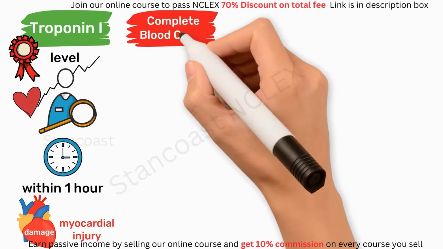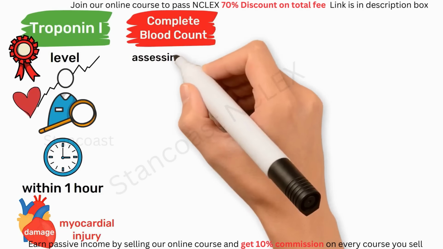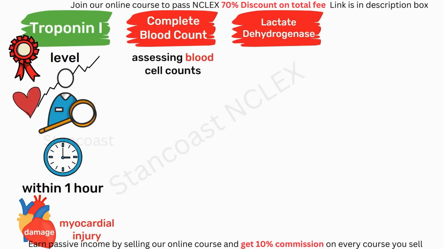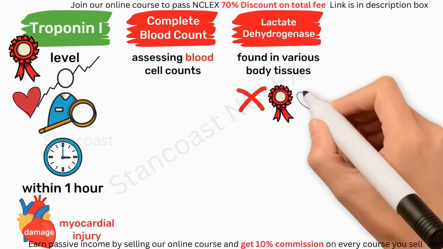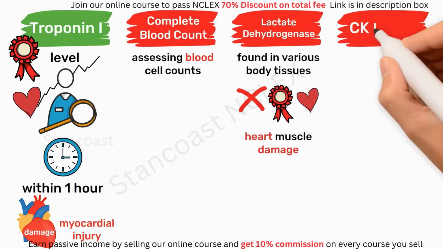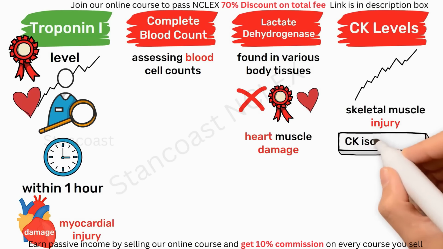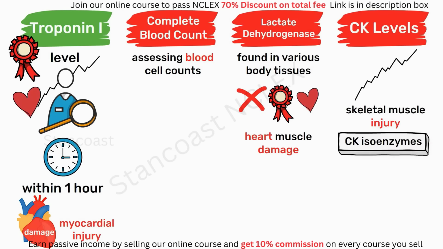Complete blood count, CBC, is useful for assessing blood cell counts, while lactate dehydrogenase, LDH, is found in various body tissues and is not as specific for heart muscle damage. CK levels may rise due to skeletal muscle injury, and CK isoenzymes are required to differentiate cardiac injury.